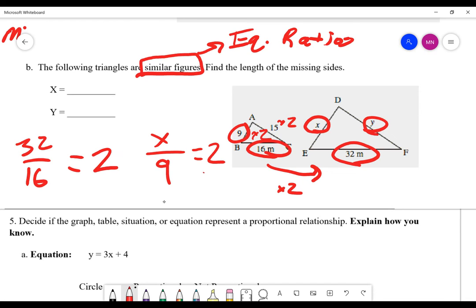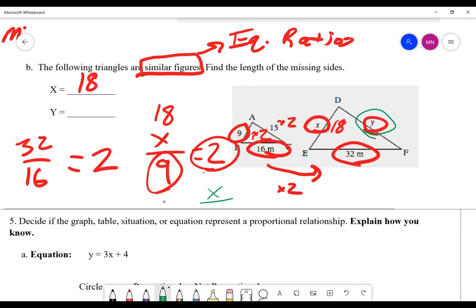Well, 9 times 2 equals 18. So x here equals 18. And now let's do side DF, or the missing value of y. So here we're trying to figure out what number divided by 15 equals 2. So when we do 2 times 15, it gives us 30. So y equals 30. And now we have all of our missing sides, and we've shown our work too.